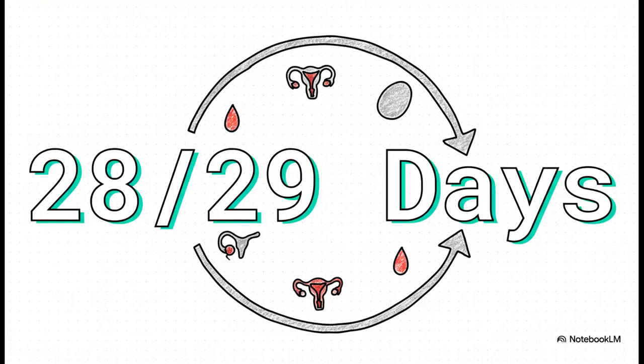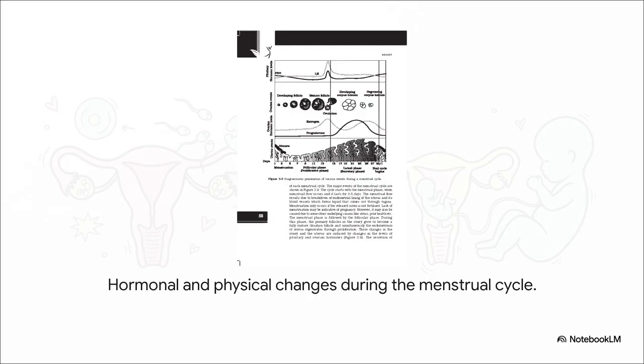So in human females, this reproductive cycle is what we call the menstrual cycle. It's this recurring series of events that happens, on average, every 28 to 29 days or so, from the start of one menstruation to the start of the next. This cycle is really like a hormonal symphony.